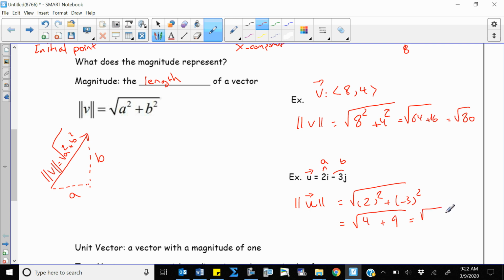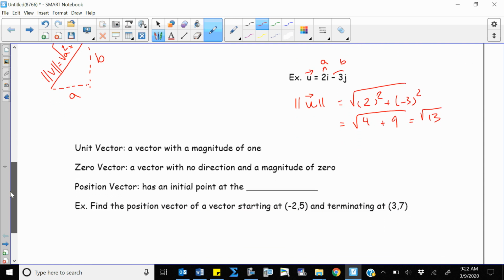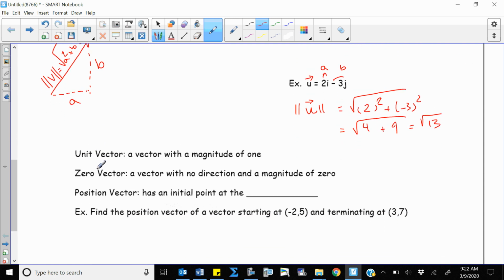And this will be square root of 13. So that's the magnitude of this vector. You have some special cases of vectors. Unit vector is a vector with a magnitude of 1. So if you have a vector whose length is 1, that's called a unit vector.